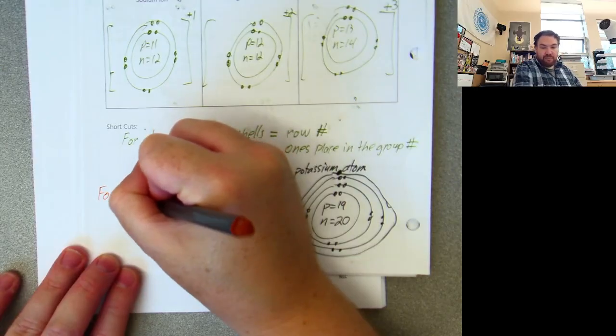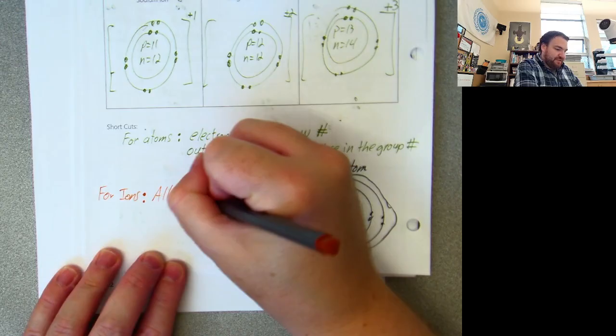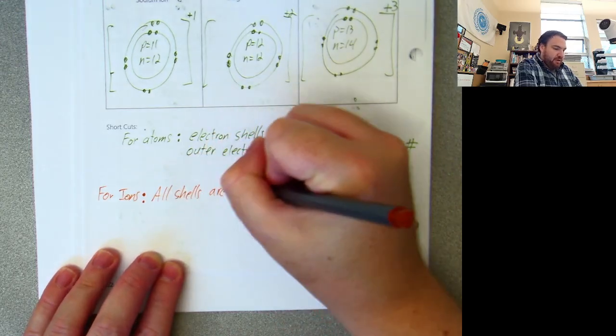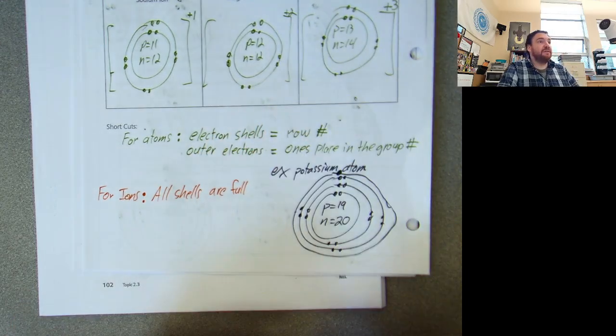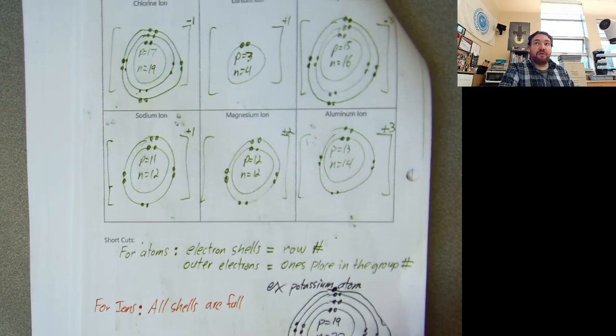here's your shortcut. All shells are full. Always. When you're drawing Bohr diagrams for ions, every shell has to be full. That's how these things become ions. The other piece to remember here, though, is what happens when these things gain and lose.